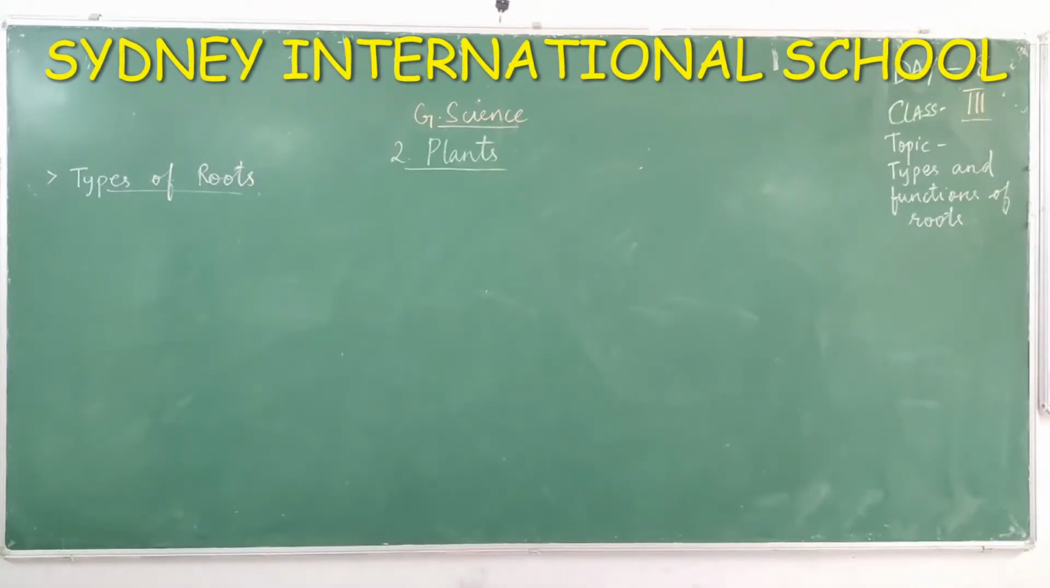Bismillah ar-Rahman ar-Rahim. Assalamu alaikum everybody. Today our lesson is the same, second lesson, plants, but today's topic is types of roots and functions of roots. Now first we'll look at types of roots. Yesterday we learned what a root is. A root is a part of a plant that grows below the ground.